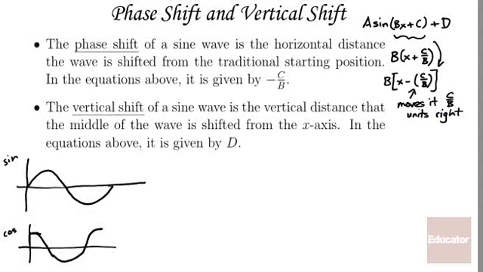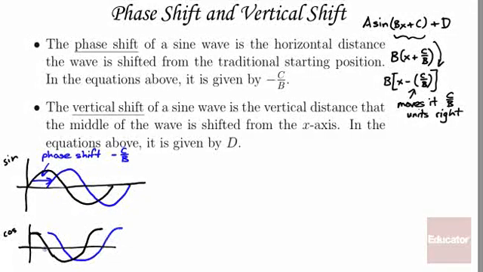So let me draw that. I'll draw that in blue. If you're starting with a sine curve, the phase shift is the amount that it moves over. So that's the phase shift right there. It moves it over negative c over b units. If you're starting with a cosine curve, that's that phase shift right there.